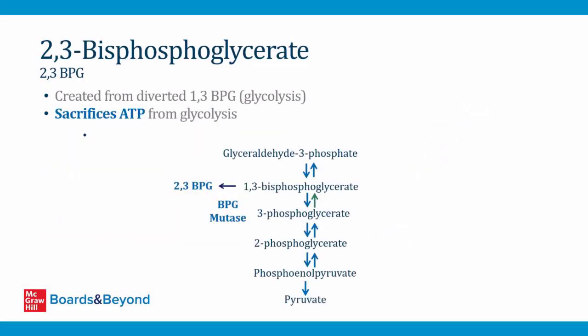There's a tie-in here with biochemistry. So in the biochemistry section, I talk about these steps which are part of glycolysis. One of the intermediates in glycolysis is 1,3-bisphosphoglycerate, and some of that gets converted by an enzyme called BPG mutase into 2,3-bisphosphoglycerate. So in other words, 2,3-BPG comes from glycolysis. The red cell sacrifices a little bit of its ability to make ATP in order to make 2,3-BPG, and that's how it's produced inside the red cell.